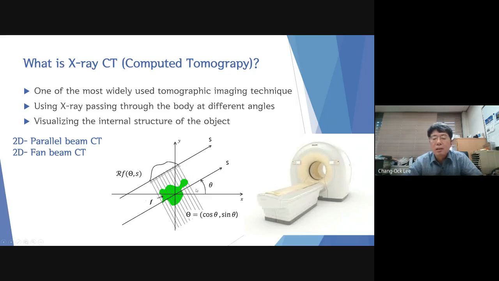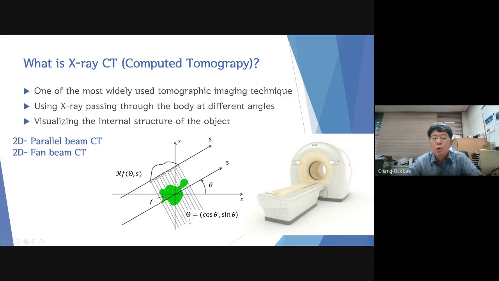Now, this is the angle theta, and the object rotates, or the X-ray system rotates. Then for every theta, you can get the projected data, which depends on the angle theta. As the object or the X-ray system rotates, you have a bunch of projected data. From that bunch of projected data, you can reconstruct the internal structure of the object or the human body. This kind of thing is a 2D parallel beam CT.